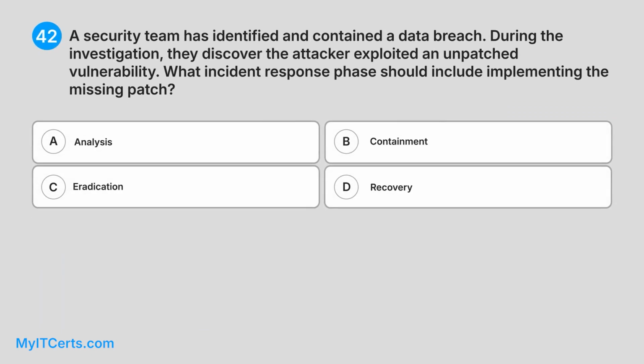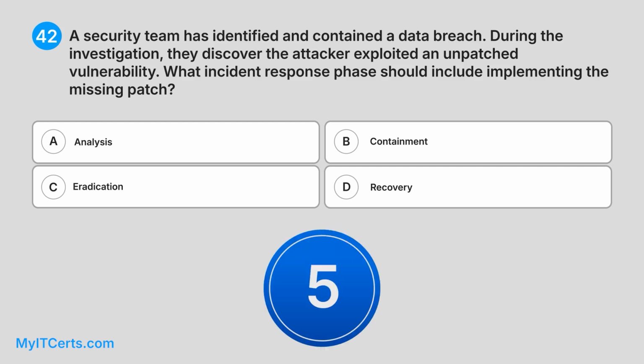42. A security team has identified and contained a data breach. During the investigation, they discover the attacker exploited an unpatched vulnerability. What incident response phase should include implementing the missing patch? A. Analysis. B. Containment. C. Eradication. D. Recovery. Do you know the answer?